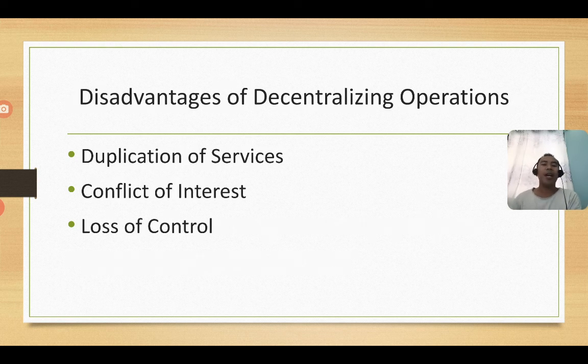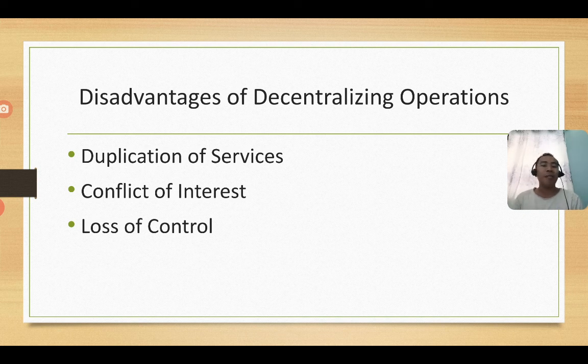And also we have disadvantages of decentralizing operations. We have duplication of services. Say for example, organizations that decentralize often duplicate administrative services such as accounting and computer support. So each division may have its own accounting or computer support, even though these divisions are part of a certain organization, then there is a duplication of services since each division can have their own accounting or computer support. So it's a duplication of services.